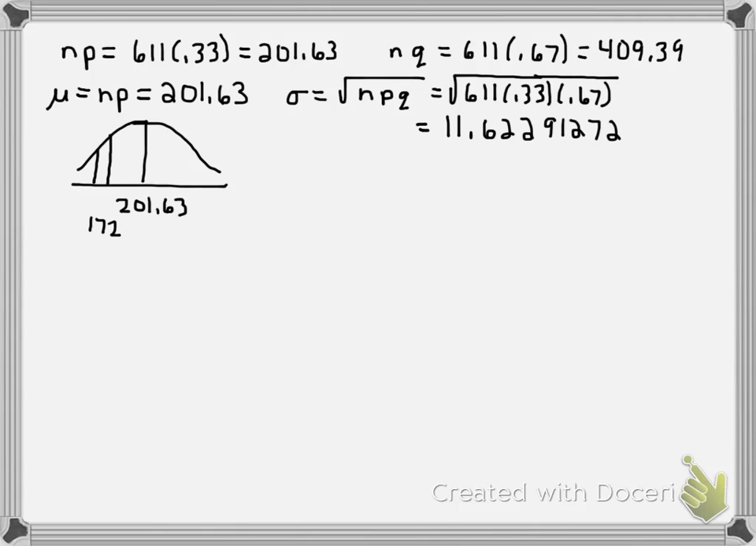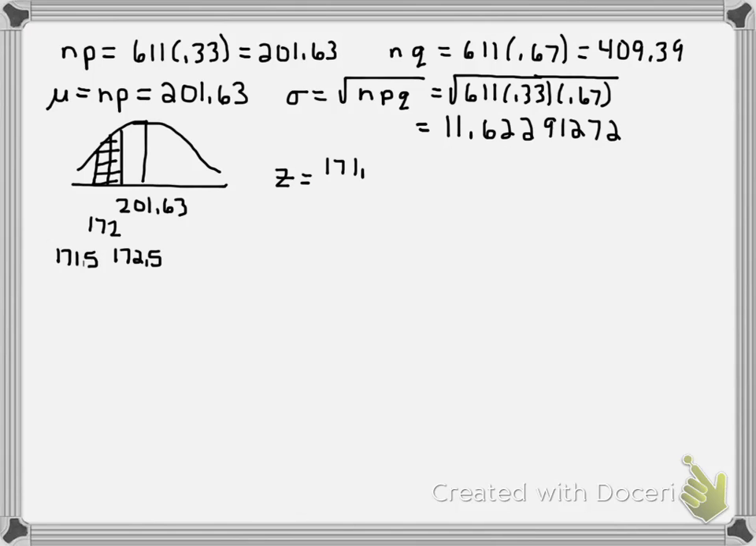So to the left of 172, we would have 171.5. To the right, we have 172.5. And if we want exactly 172, we actually want that whole continuity correction strip. So if we're using table A2, we need to convert both the 171.5 and the 172.5 to z-scores.